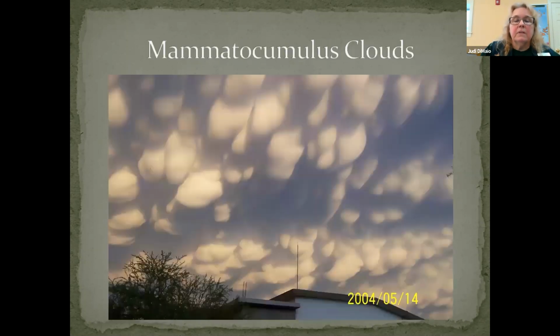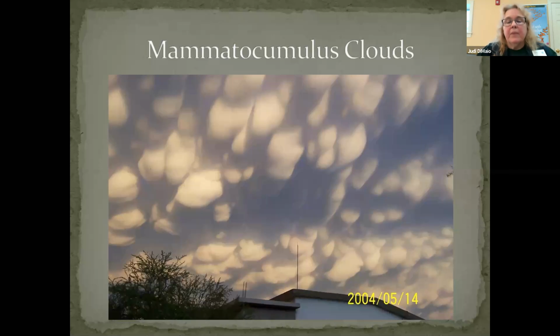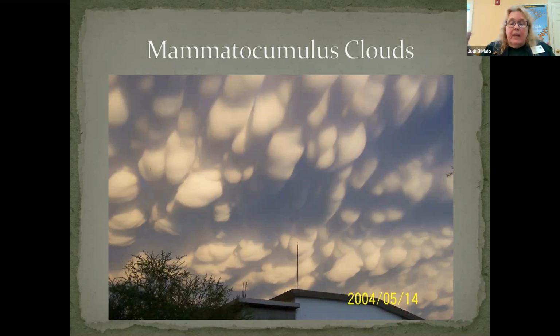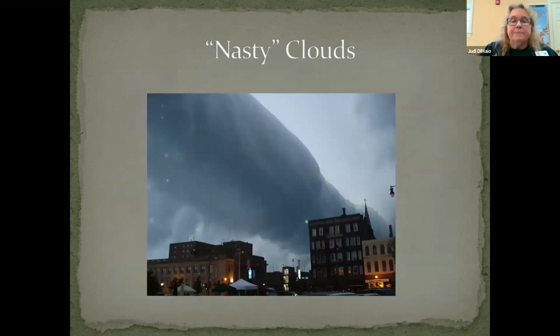It's kind of cool. These are called Mammatocumulus Clouds, which look really weird. They're actually like upside down clouds, and they usually hang down from the Cumulonimbus Clouds, our friend, the storm cloud. And sometimes, but not always, it can mean severe weather's on the way.